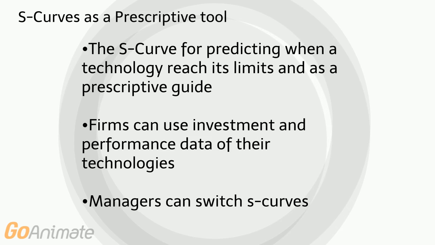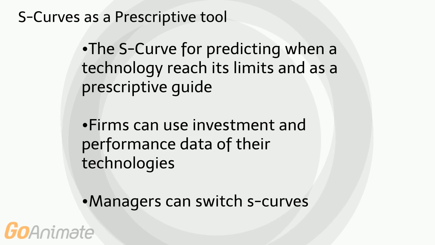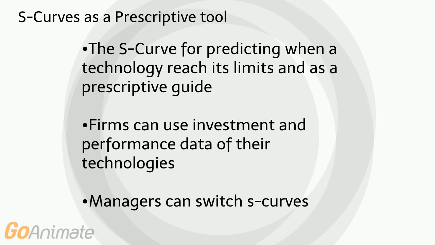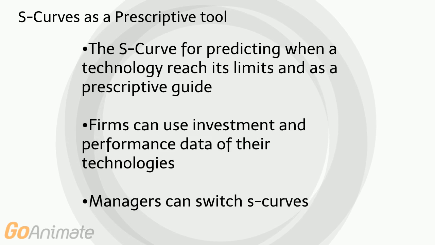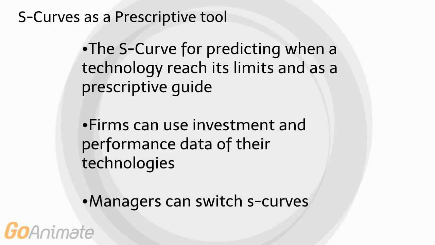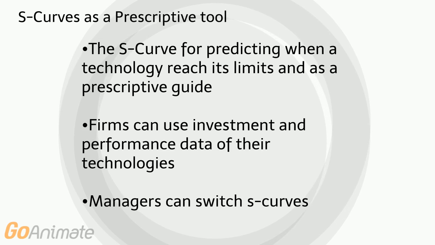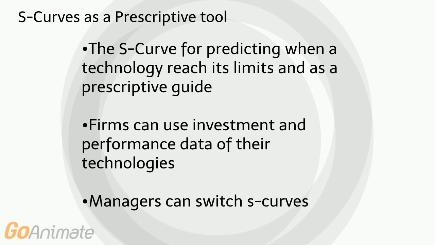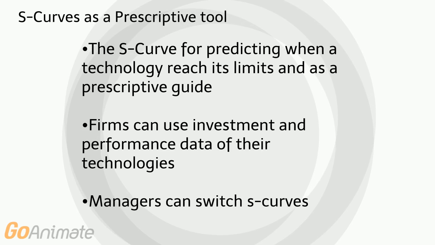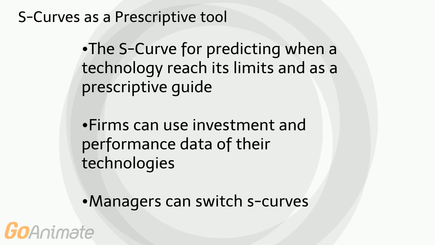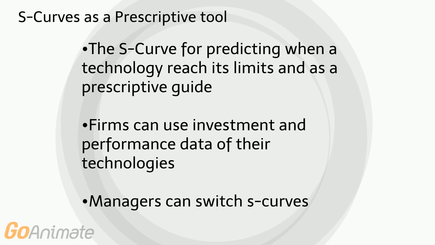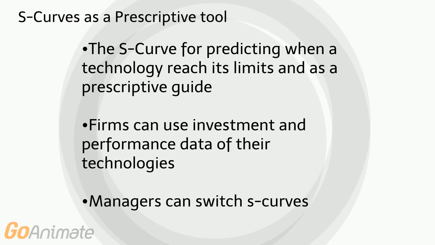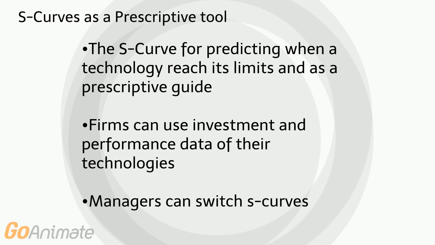S-curve can be used as a tool for predicting when a technology reaches its limits, and as a prescriptive guide for whether and when the firm should move to a new radical technology. Firms can use investment and performance data of their technologies, or the overall investment and the average performance achieved by multiple producers, which will help assess a technology. Moreover, managers can switch S-curves by acquiring or developing the new technology.